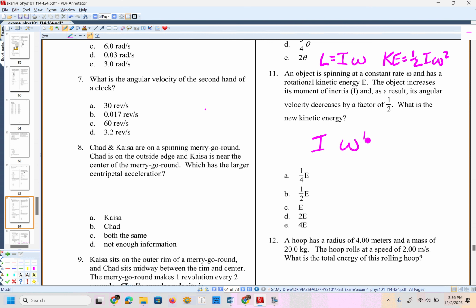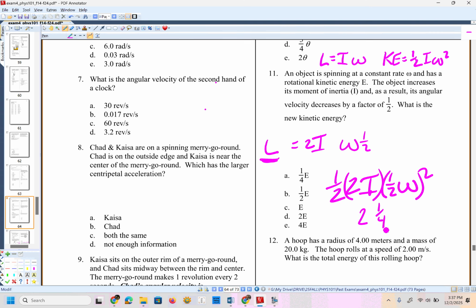So if the angular velocity goes down by a factor of a half, that means the moment of inertia has increased by a factor of 2. Because L remains constant, it has to stay the same. If omega goes down, I goes up. So now I want to know the new kinetic energy. Well, kinetic energy is 1/2 I omega squared. I have doubled my moment of inertia, and I've halved my angular velocity. So I have a factor of 2 times a factor of a quarter. 2 times a quarter is 1/2. So my energy is 1/2 what it was originally.